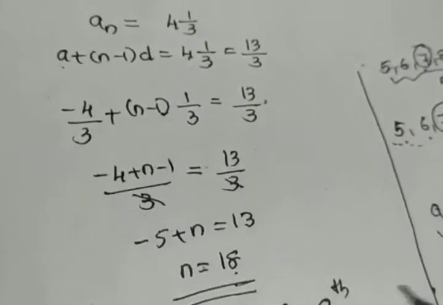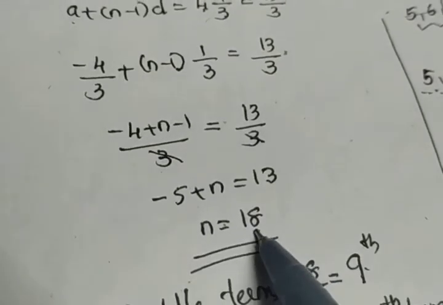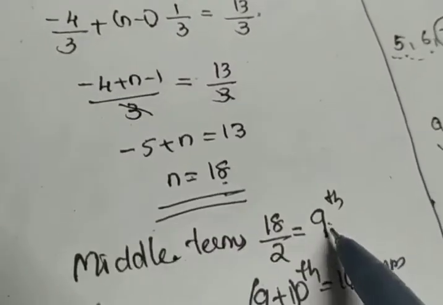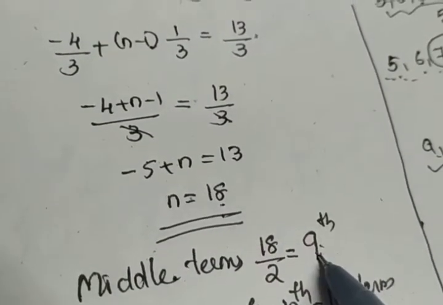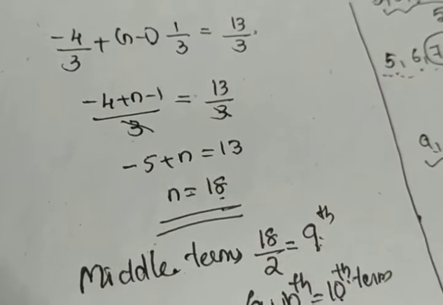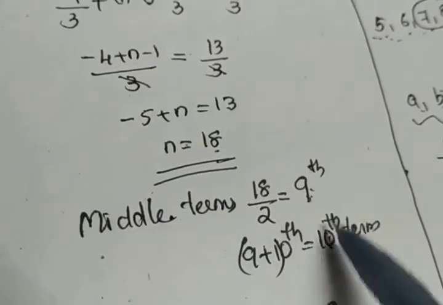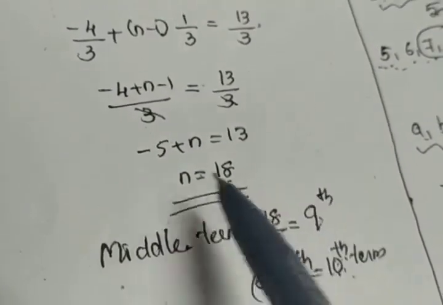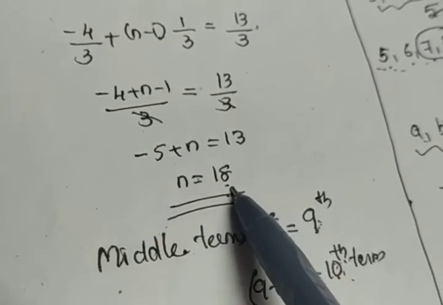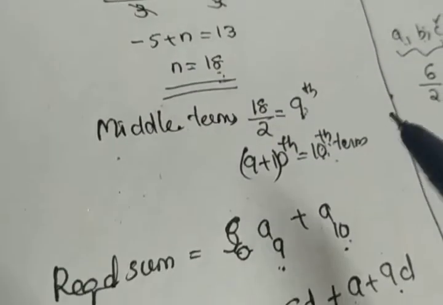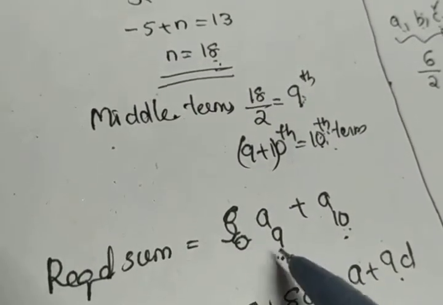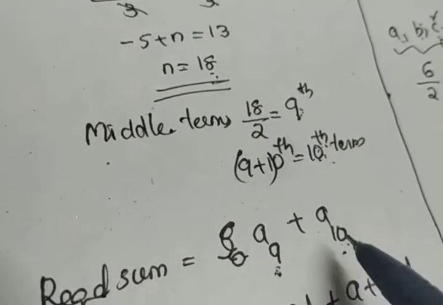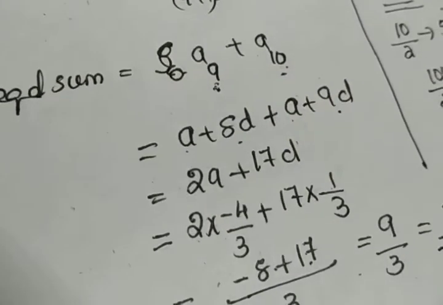Middle terms, how we calculated? We got the number of terms as 18. 18 by 2 gives you the 9th term. So one of the middle terms is the 9th and the next one is the 10th term. So there are two middle terms, 9th and 10th. Why? Because there are an even number of terms in the AP. And the question was to find the sum of the middle terms. That means the sum of the 9th term and the 10th term. And we got the answer as 3.